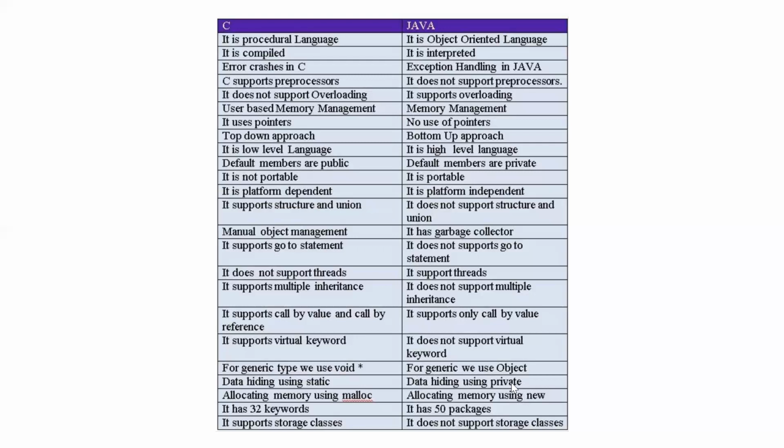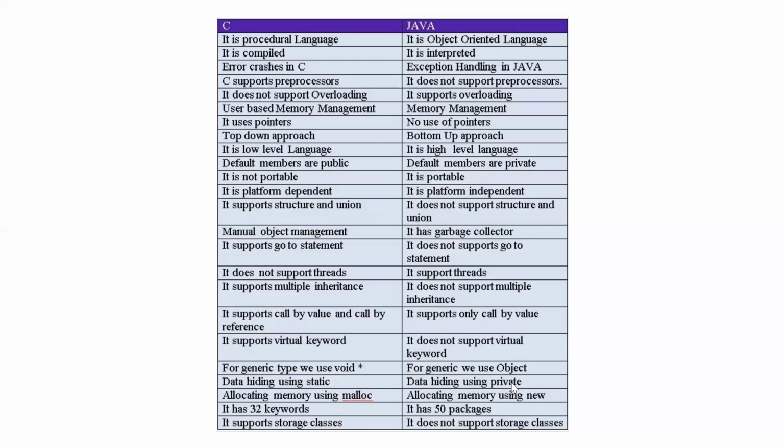Yesterday we discussed what void is used for. In Java we can use generic objects, we can use generics. Data hiding in C uses static, whereas in Java data hiding uses private. Memory is allocated in C using malloc, and in Java using the new keyword. C has 32 keywords. Java has 50 plus new packages. C supports storage classes, namely the lifetime and scope of variables, global variables, automatic variables, registers and all those things, whereas Java doesn't support storage classes.